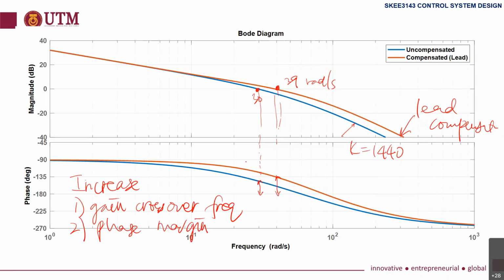Increasing the gain crossover frequency will make a system faster. Increasing the phase margin will reduce the overshoot. Right, that is the lead compensator.